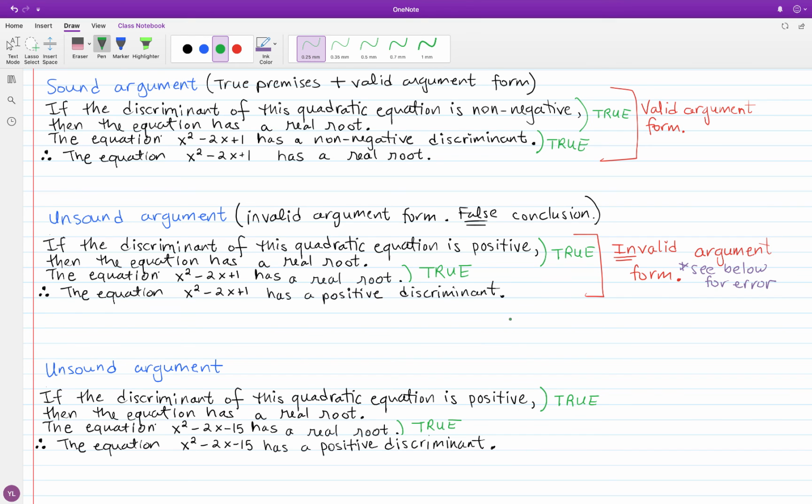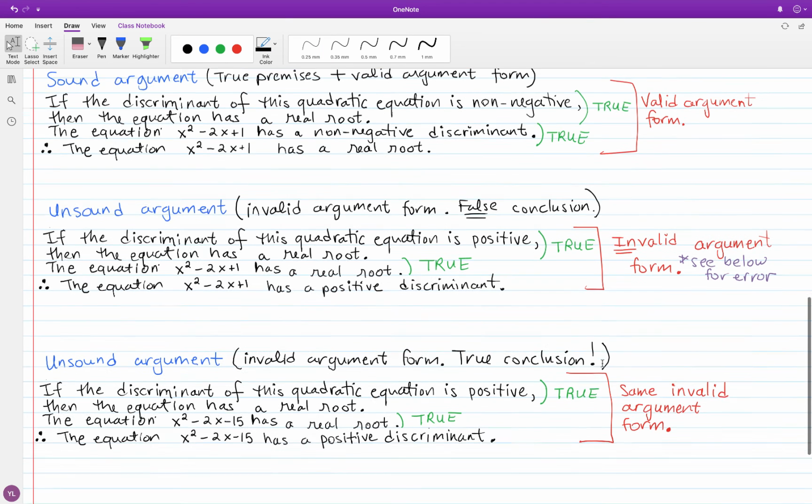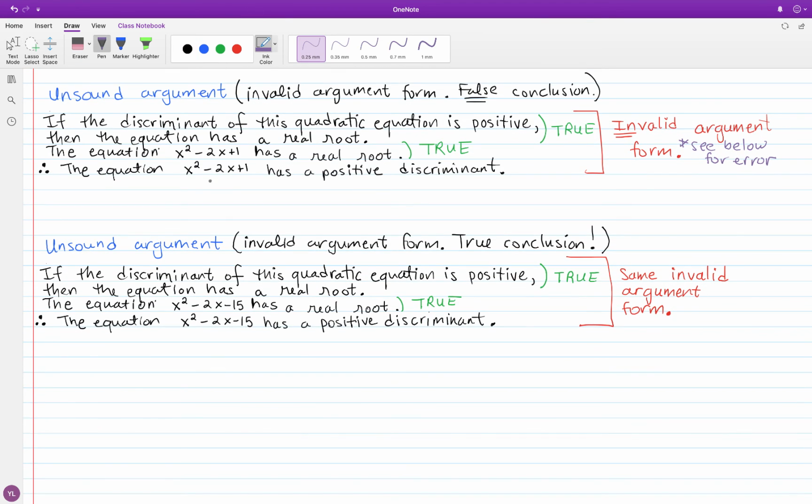Moving on to the last one, I have another unsound argument which really sneaks up on us. I've got true premises and a true conclusion, but again, I have this invalid argument form making the entire argument just bad, right? We call it unsound for that reason. So true premises, a true conclusion, because in that quadratic I do have a positive discriminant, but it's still of this invalid argument form. So let me write out this invalid form so you can see what's going on here.